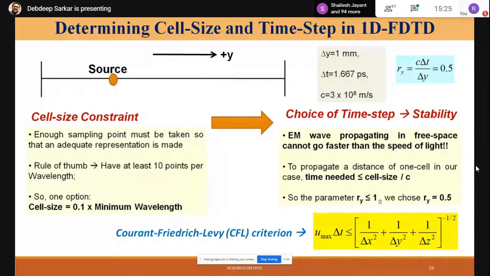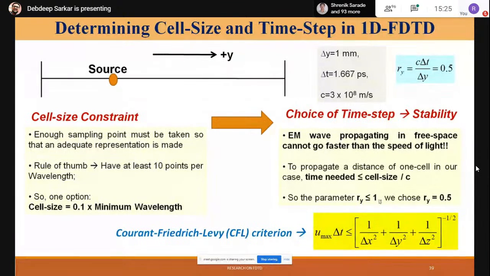But of course all of life is not that easy, so I'll just take a few moments. I guess I have almost 5 to 6 minutes left, so I'll just wrap it up pretty fast. This is very important: how to determine the cell size and the time step in, let's say, this 1D FDTD scenario.